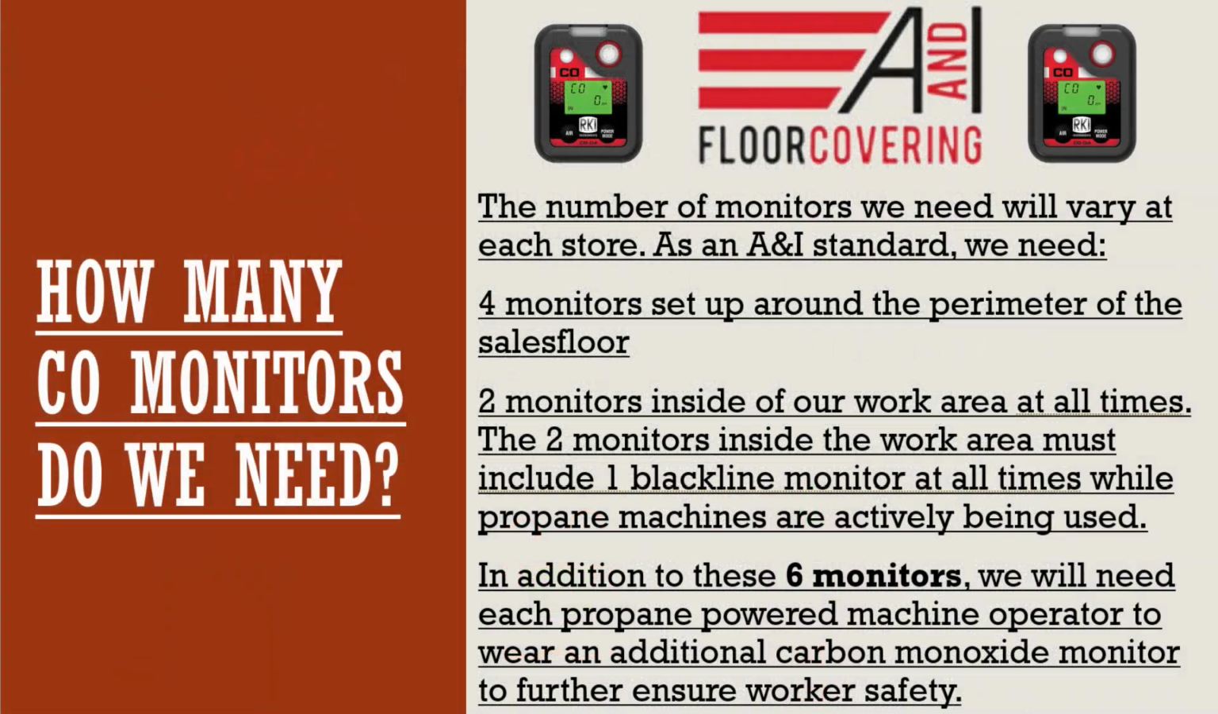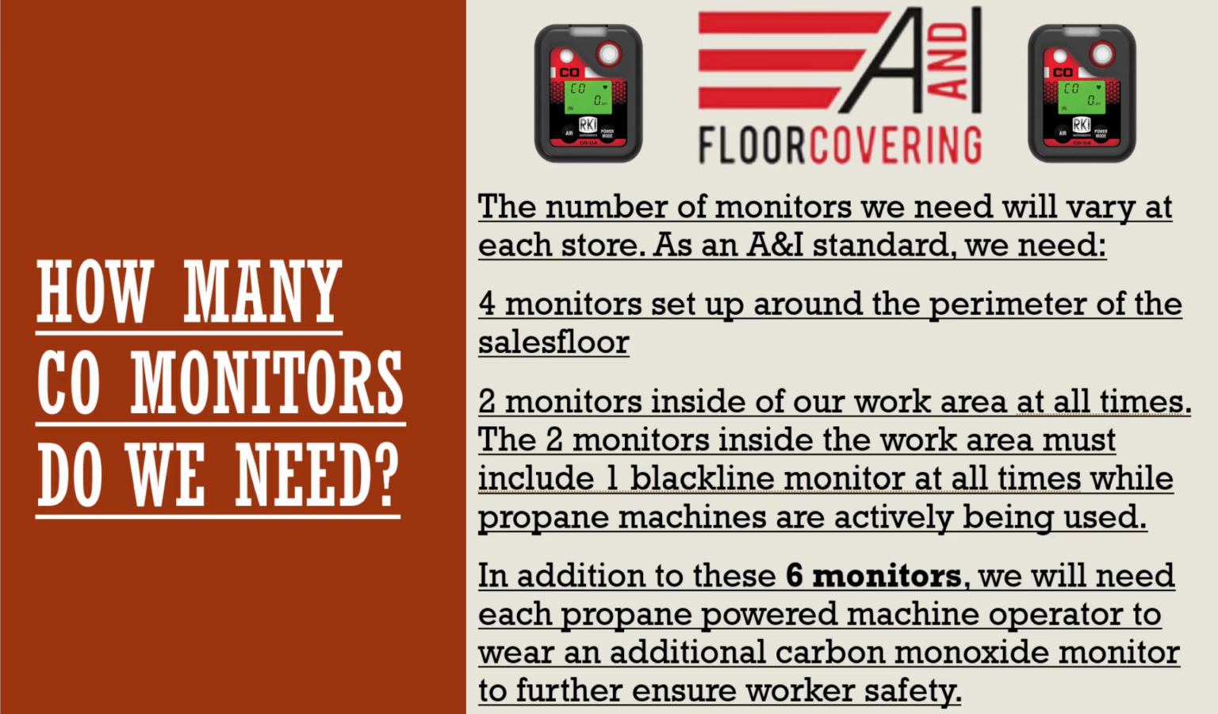The number of monitors we need will vary at each store. As an A&I standard, we need 4 monitors set up around the perimeter of the sales floor, 2 monitors inside of our work area at all times. The 2 monitors inside the work area must include 1 blackline monitor at all times while propane machines are actively being used. In addition to these 6 monitors, we will need each propane-powered machine operator to wear an additional carbon monoxide monitor to further ensure worker safety.